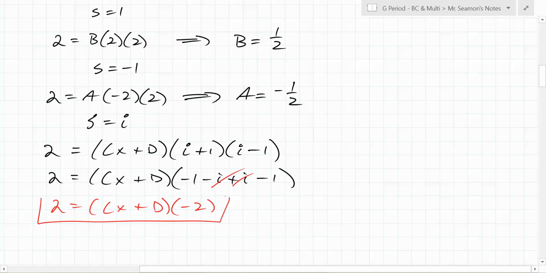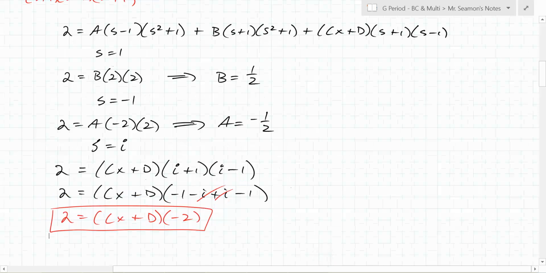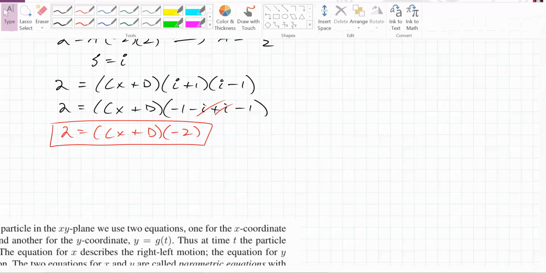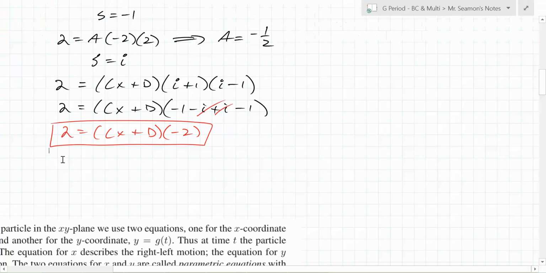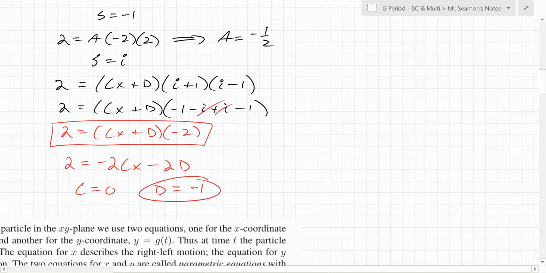Negative 2. Now, we need to find c and d. Actually just need to do it out. So if you actually just do this one out, you end up with 2 is equal to what? Negative 2cs minus 2d. Are there any s's on the left side? So what does c have to be? C has got to be 0, so what does that make d? All done. Awesome job, Ali.